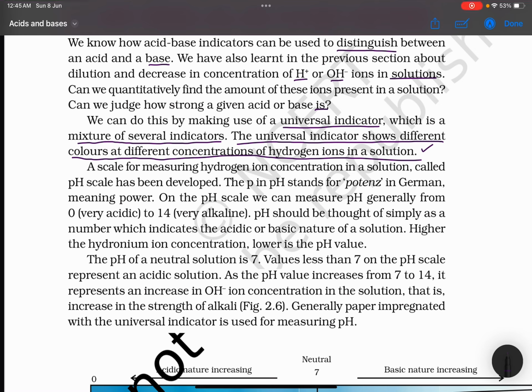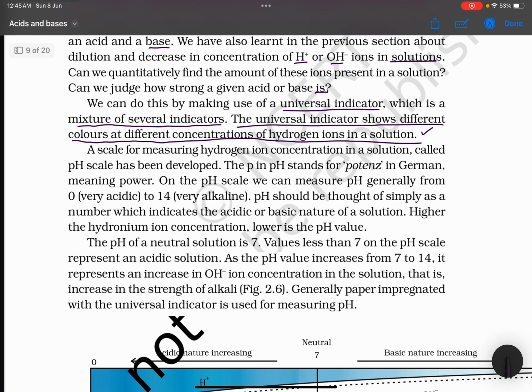Quite interesting. A scale for measuring hydrogen ion concentration in a solution, called the pH scale, has been developed, where P indicates potence. The P in pH stands for potence, which means power.